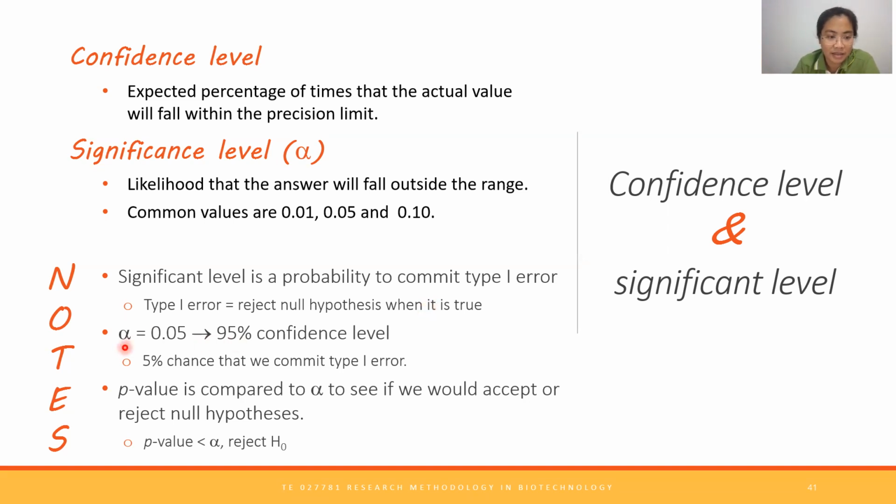So this second point just elaborates the first point. Alpha, or a significance level of 0.05, or a 95% confidence level, means that there is a 5% chance that we make a type 1 error: rejecting the null hypothesis when it shouldn't be rejected.